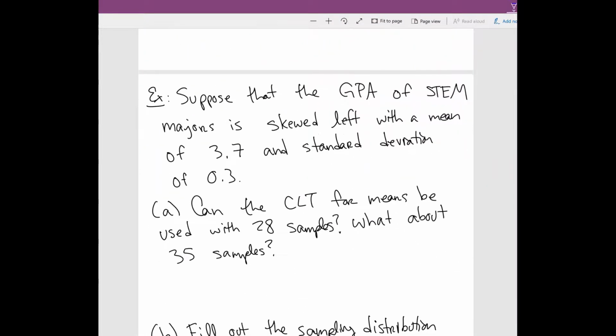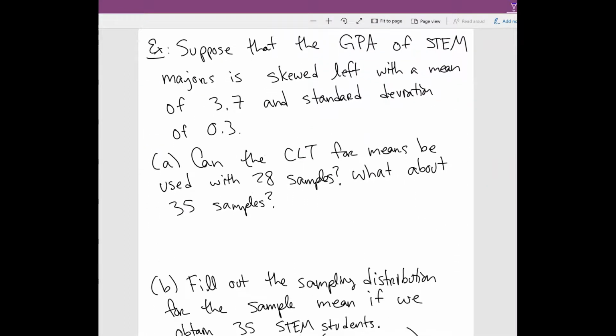Suppose that the GPA of STEM majors is skewed left with a mean of 3.7 and a standard deviation of 0.3. This sounds like a very basic normal distribution problem. The only thing is that this time it's not normal; we see that it's skewed left. We have a mean of the initial population of the GPA, and we also have a standard deviation. My question here is, can the CLT for means be used with 28 samples? What about 35 samples? We have to check whether we can use it for 28 and for 35.